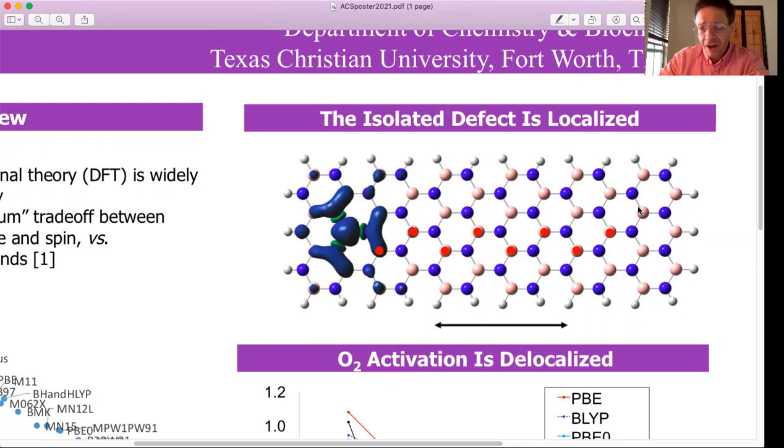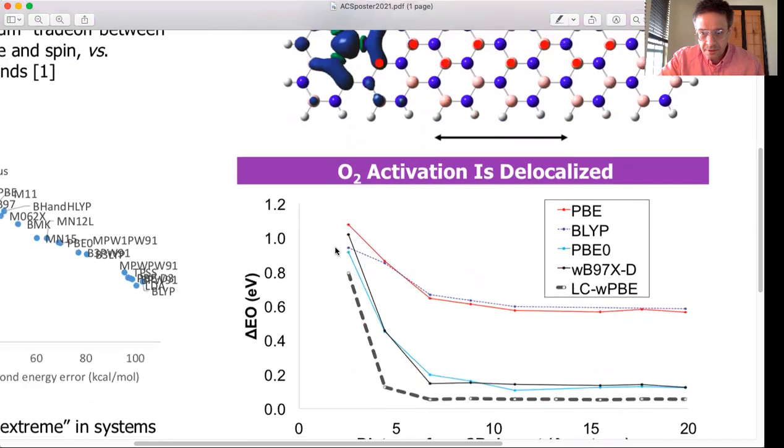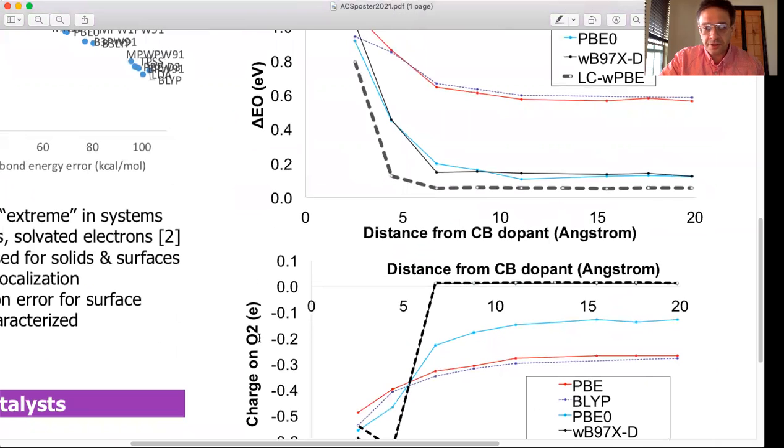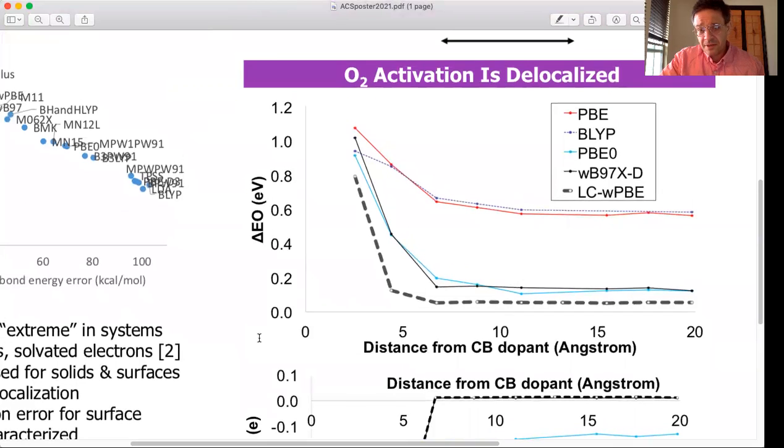But if we look at how much we activate an O2 molecule put at different positions along this ribbon. By activate, I mean how much do we stretch the oxygen-oxygen bond? How much do we get an electron charge transfer from the single site to the oxygen? These letters are different flavors of DFT. The x-axis is the distance from the dopant, the carbon. And this is the binding energy of the O2, and this is the charge transfer to the O2. And we can see different methods give very different behavior far from the dopant.